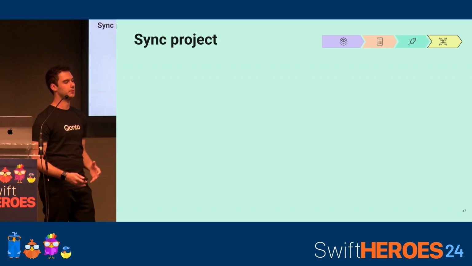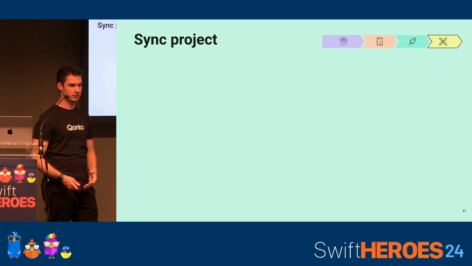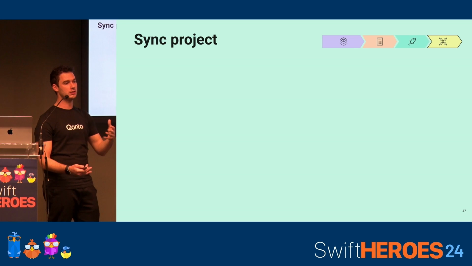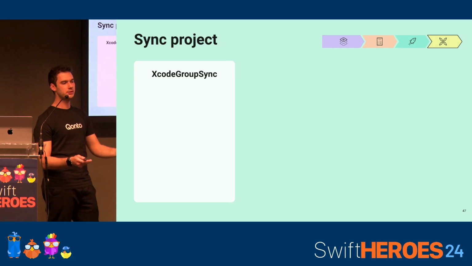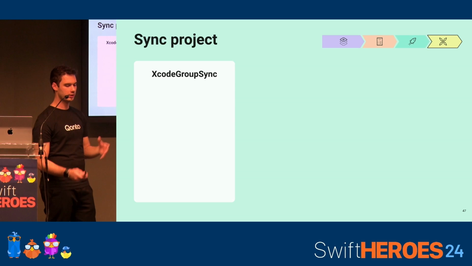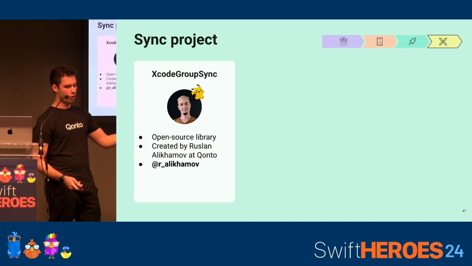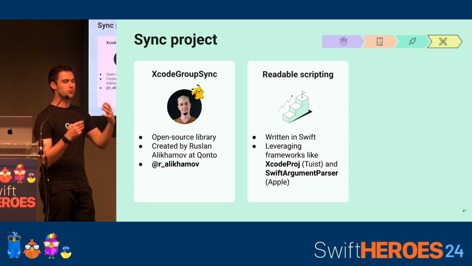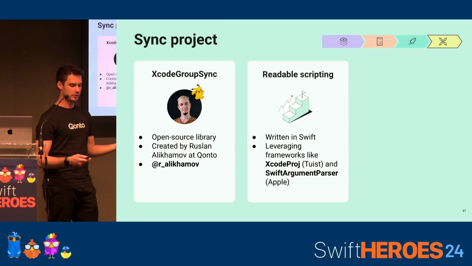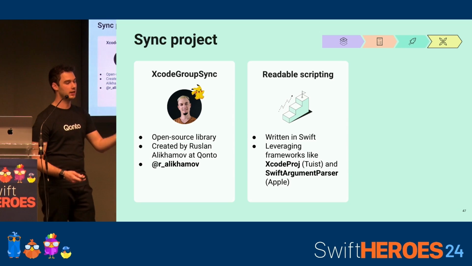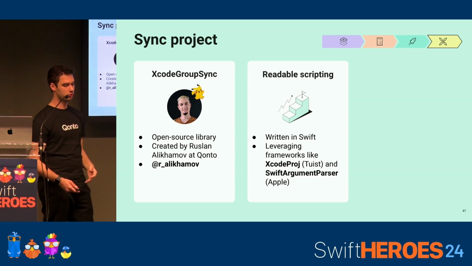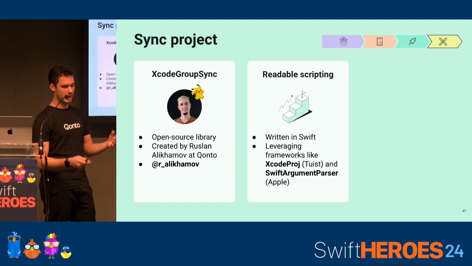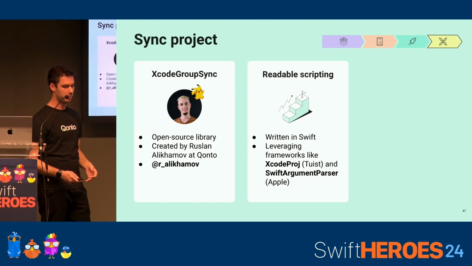And finally, the last step, the synchronization of your Xcode project. As you well know, Xcode doesn't automatically see your file system structure, and you need to find a way to synchronize the two. You can do that with something we call Xcode GroupSync. Xcode GroupSync is an open source library created by our colleague Ruslan at Conto. It's really readable for us iOS and macOS developers because it's written in Swift and it leverages frameworks like XcodeProj created by our friend Pedro and the Swift argument parser created by Apple.